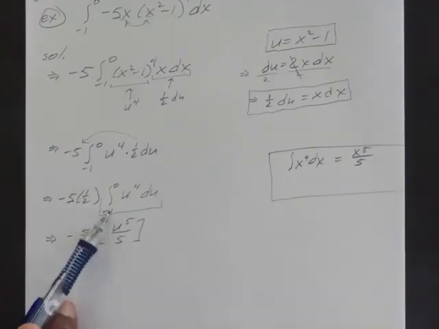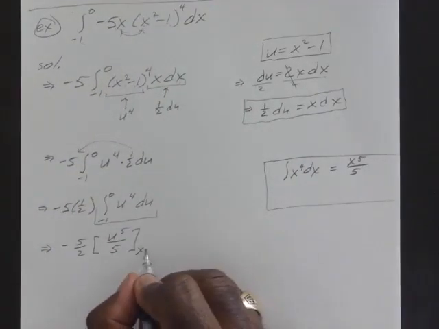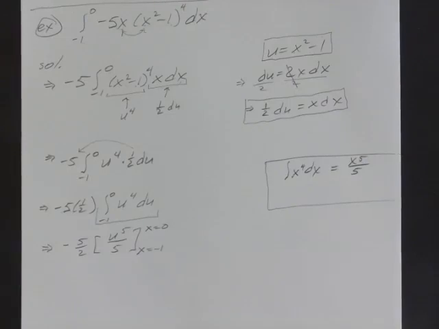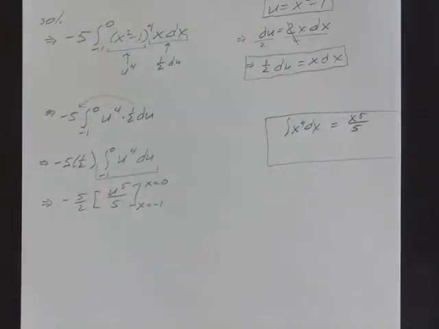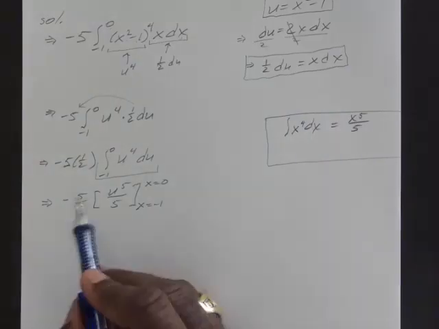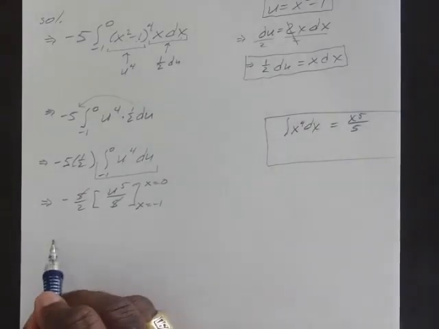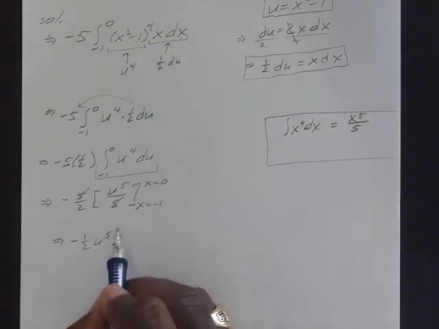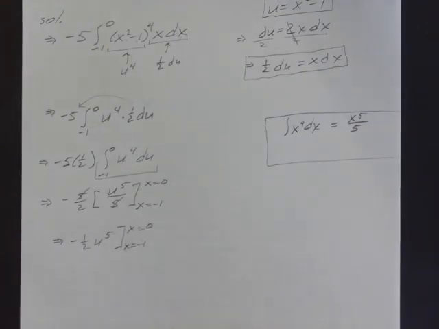Okay. Now remember, your upper and lower limit, that's the upper and lower limit for your x value. So that's from x equals -1 to x equals 0. So as long as it's still in the u form, you don't want to plug in your x values. It's probably the most common mistake. Okay, so those two 5s cancel each other out. So we're left with -1/2 times u to the 5th power from x equals -1 to x equals 0.